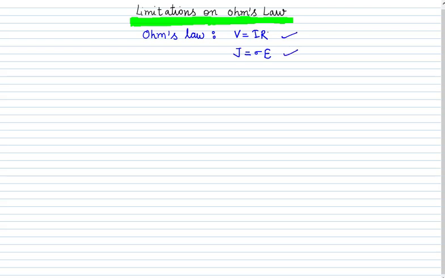We have been studying this since our previous classes, and this one is derived from the same equation, but we should remember it just as we remember V is equal to IR. Similarly, we should remember J is equal to sigma E. J is the current density, sigma is the conductivity, and E is the electric field. So always remember these two for Ohm's law.